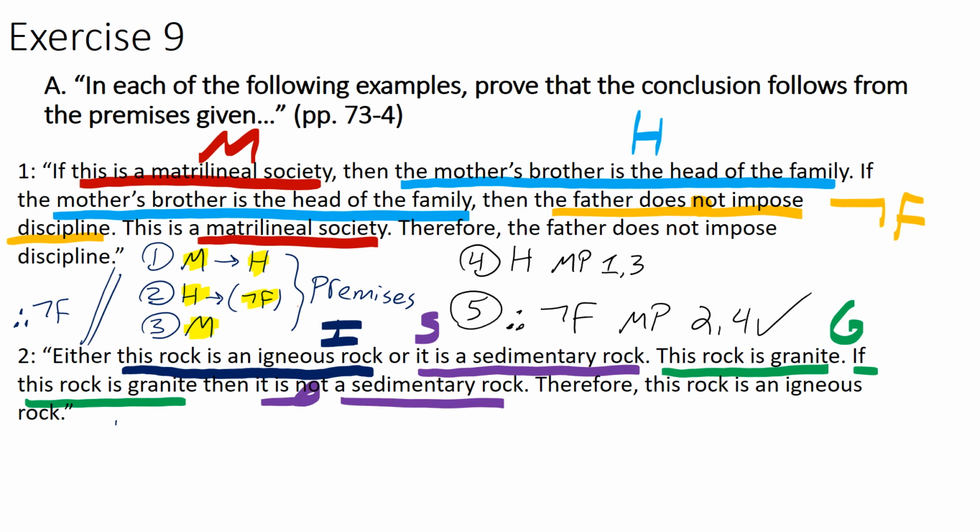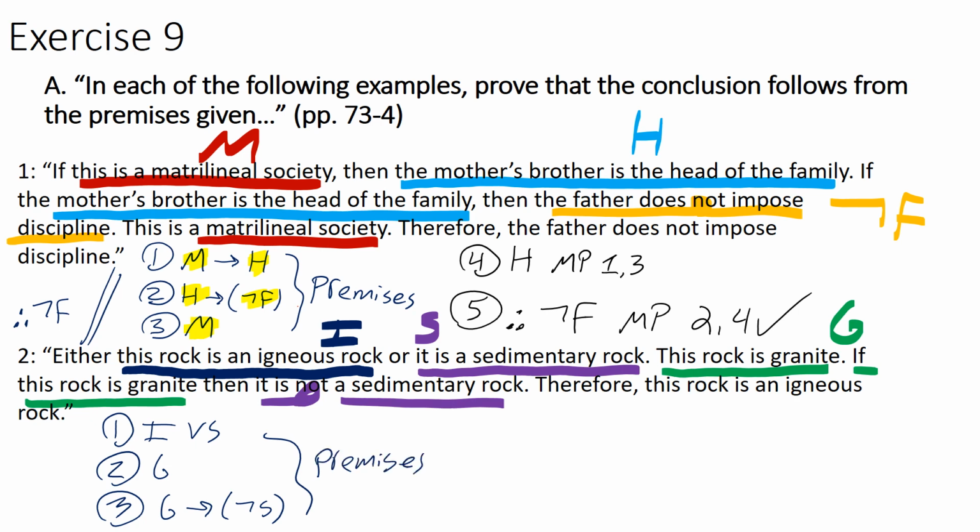So we have our first premise, which is our disjunction, I or S. Our second premise, we just have G, the atomic sentence. And our third premise, we have if G, then not S. And from these premises, we should get the conclusion that I is the case. The first thing to notice is that second premise states categorically that G is the case, so we could affirm the antecedent to the conditional on line 3 to get not S.